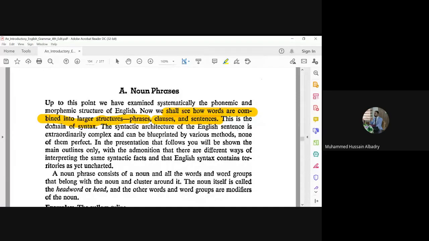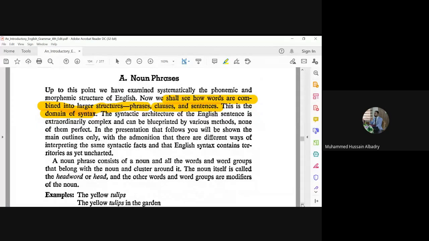This is the domain of syntax. Okay, syntax يعني علم التركيب النحوي. The syntactic architecture of the English sentence is extraordinarily complex and can be blueprinted by various methods, none of them perfect. In the presentation that follows, you will be shown the main outlines only, with the caution that there are different ways of interpreting the same syntactic facts, and that English syntax contains territories as yet uncharted. هاي معلومات عامة.